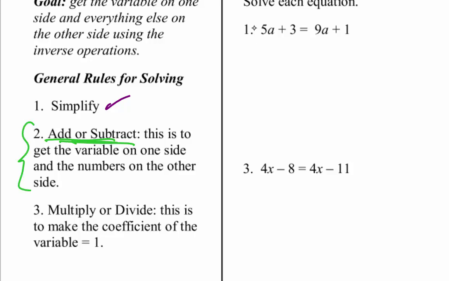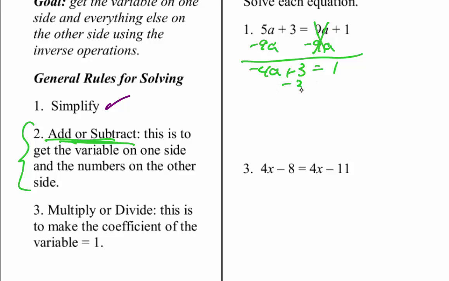I want the a's on the left, so I have to subtract 9a from both sides because I have to get rid of the ones on the right. So 9a minus 9a is 0. 5a minus 9a is negative 4a plus 3 equals 1. So now I have the a's only on the left. Unfortunately, on the left, I also have a plus 3.